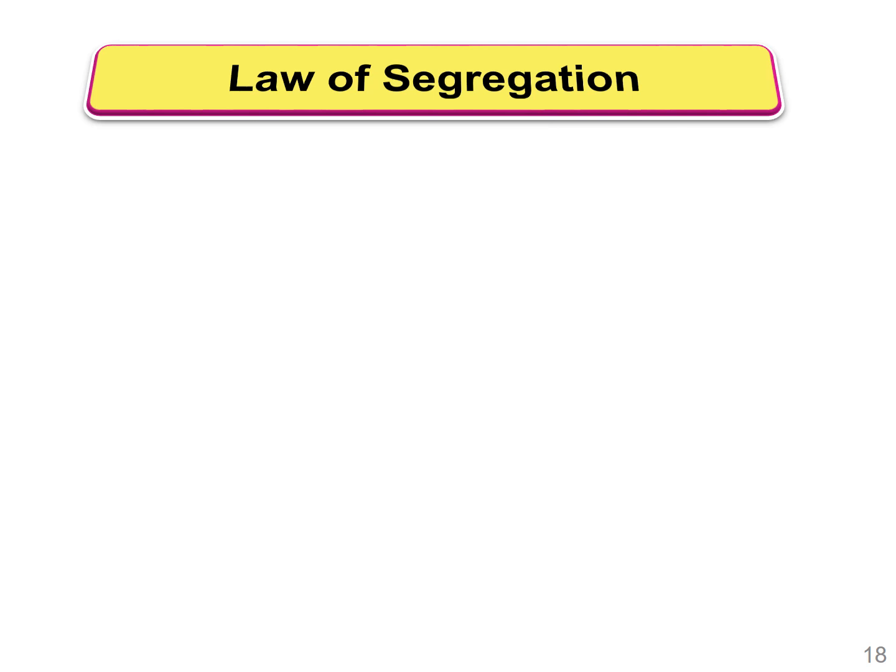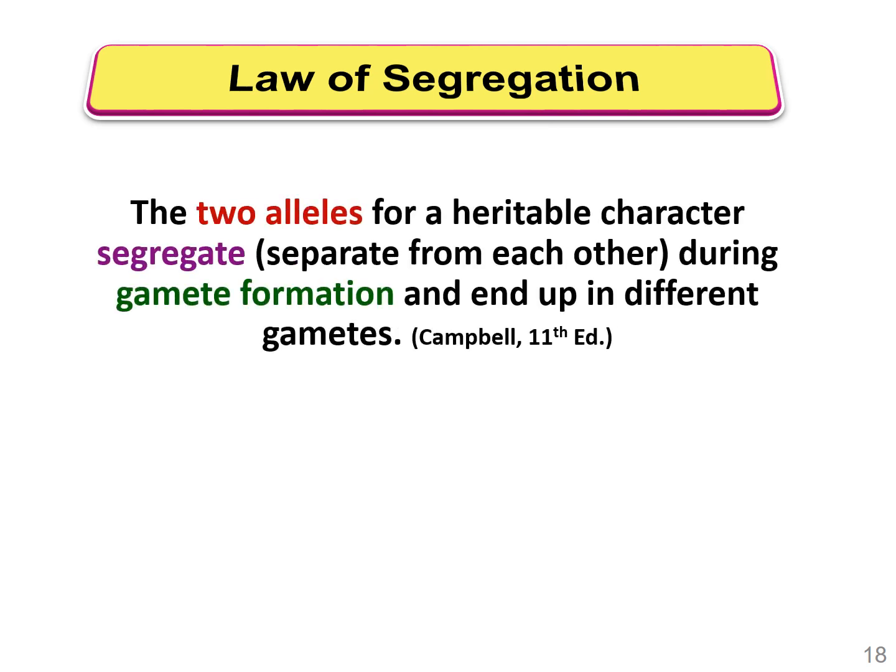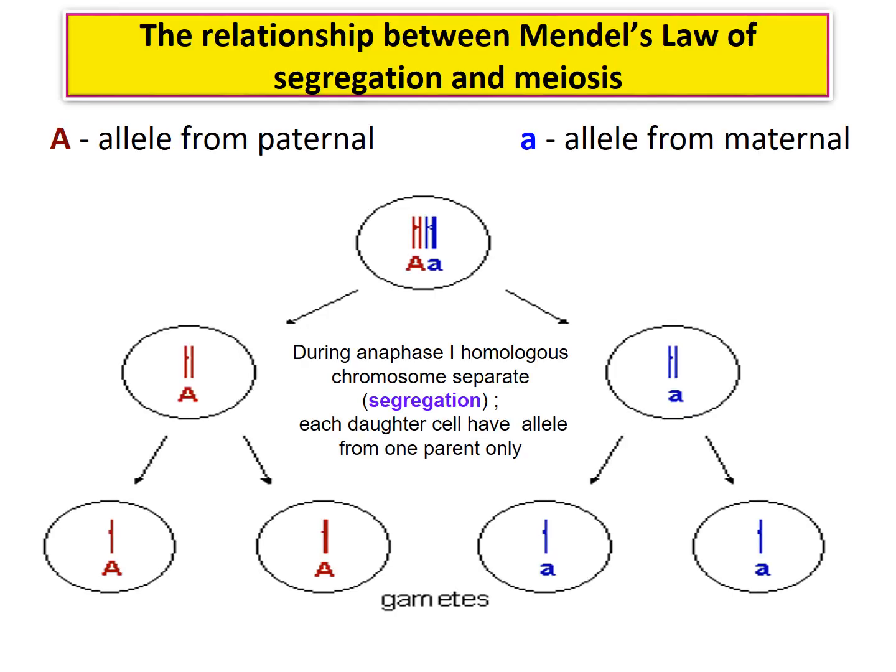So, the law of segregation states that the two alleles for a heritable character separate from each other during gamete formation and end up in different gametes. As you can see in this picture, the allele from the paternal side, the red one, and the allele from the maternal side, the blue one, will be segregated during anaphase 1 of the homologous chromosomes, and each daughter cell will have an allele from one parent only.